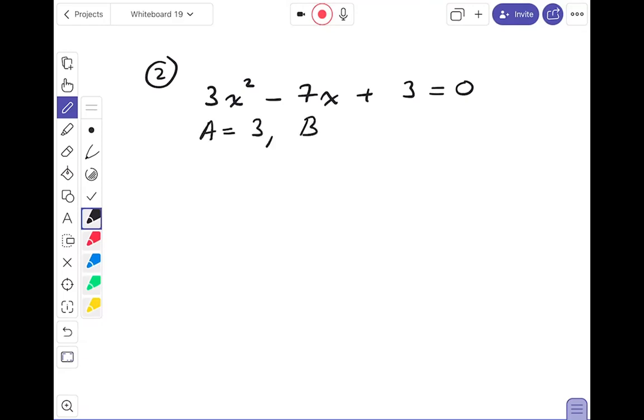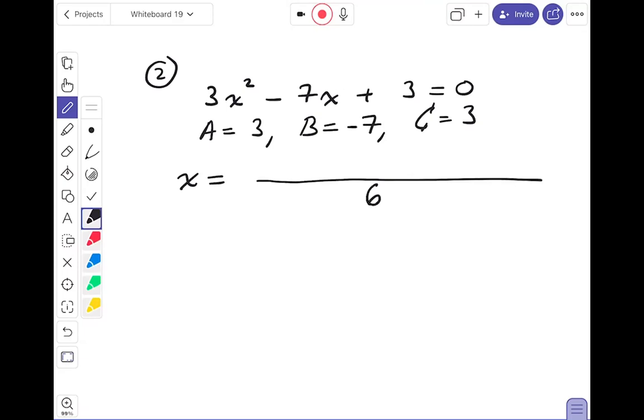Let me identify the b. And let me identify the c. I'm not going to write the formula down again, but it's sort of seared in my mind at this point. What goes on the bottom? Twice the a. What's twice the a? Well, twice 3 is 6. What goes on top? The opposite of b. Well, if b is minus 7, the opposite of that would be 7, plus or minus.